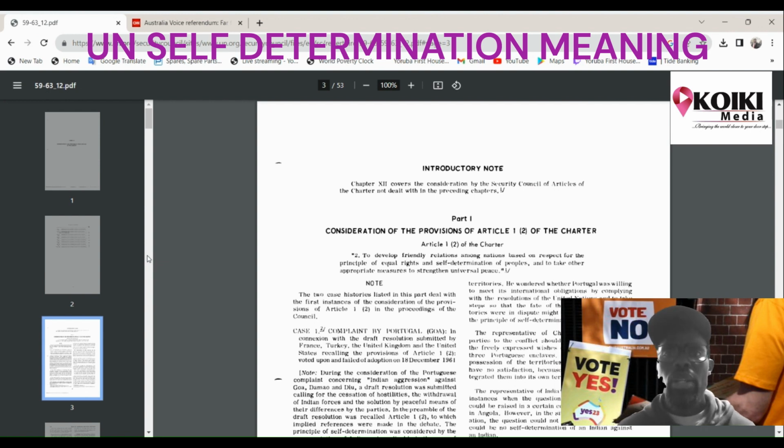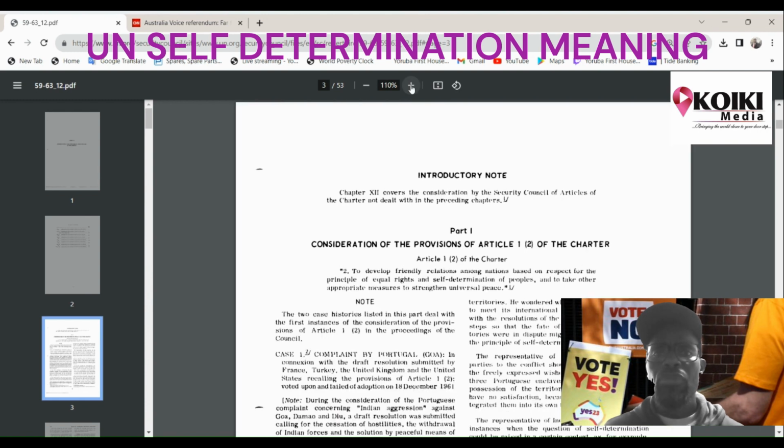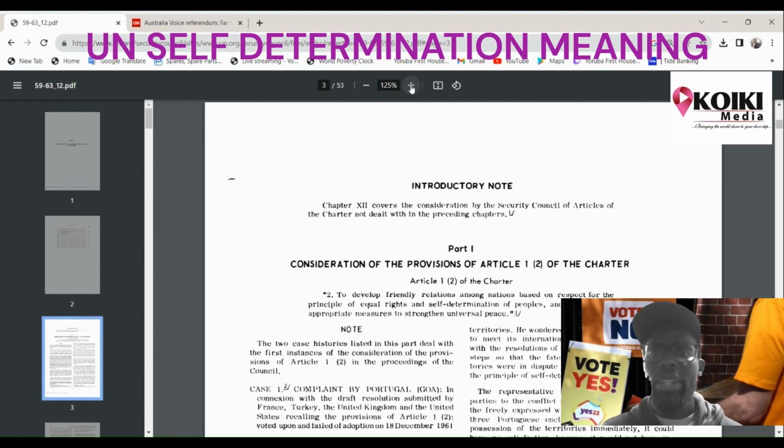This is just one of different articles tó ti jáde rí, considerations of provisions of Article 1 of Chapter 1, to develop friendly relations among nations based on the respect for the principle of the equal rights and self-determination of peoples, and to take other appropriate measures to strengthen the universal peace.